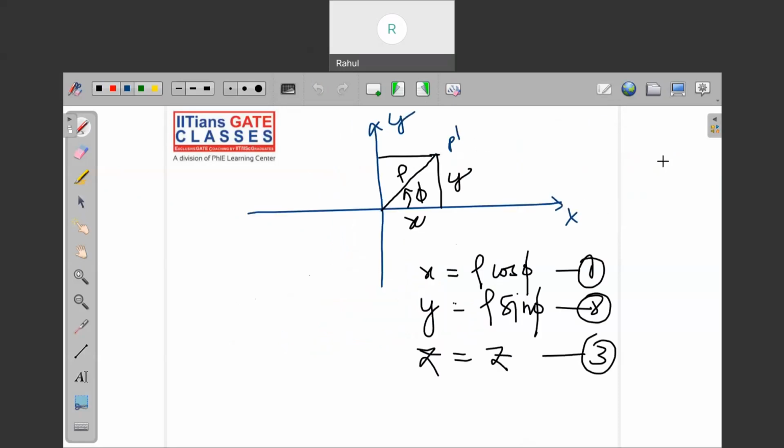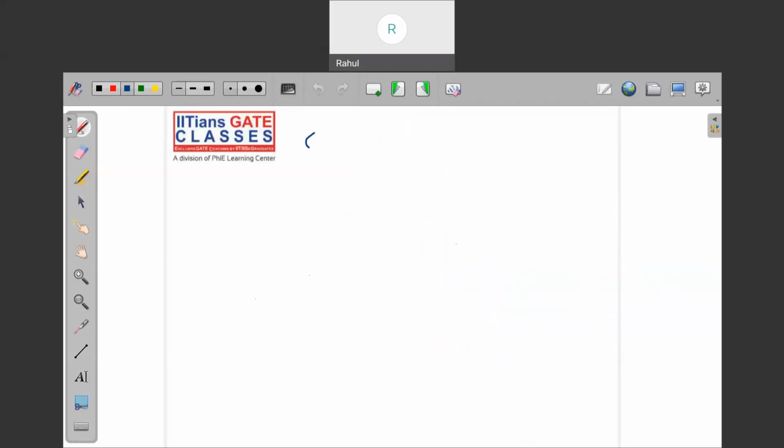Now what we can do here is take the square of these two equations, square 1 and 2, and add them up.